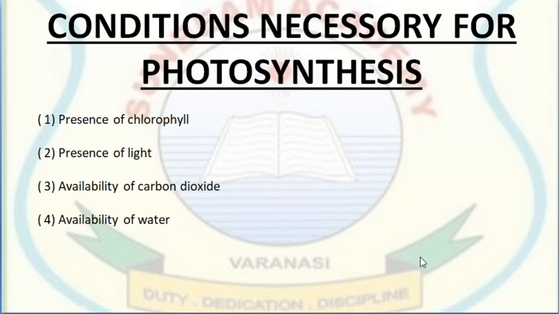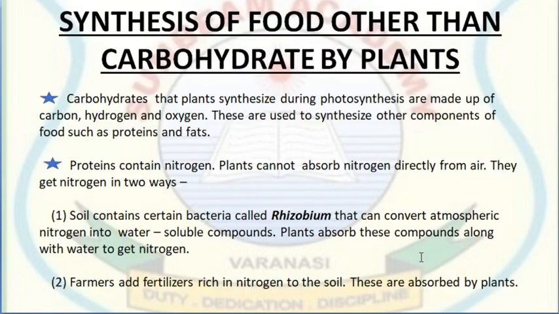Again, children, I will explain at last with the help of activities how chlorophyll, light and carbon dioxide are necessary for the occurrence of photosynthesis. So now come to the next, synthesis of food other than carbohydrates by the plants.